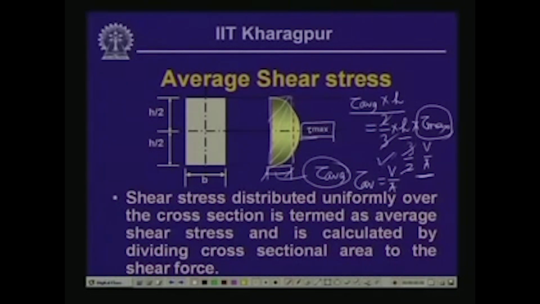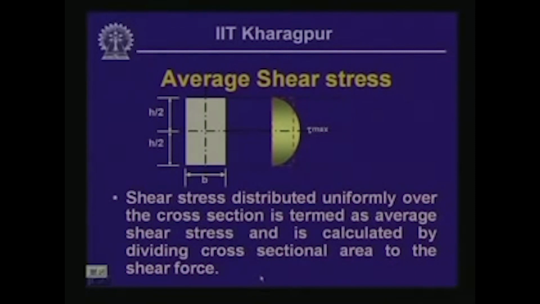Where V is the shear force and A is the cross sectional area, as you can see, we are assuming that the stress is uniformly distributed over the entire cross section, and that is why it is called average. So, shear stress distributed uniformly over the cross section is termed the average shear stress, and is calculated as the shear force divided by the cross sectional area. So, these were the questions which were posed last time, and these are the answers corresponding to them.